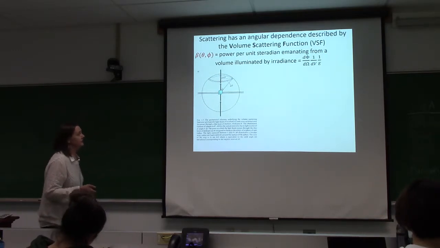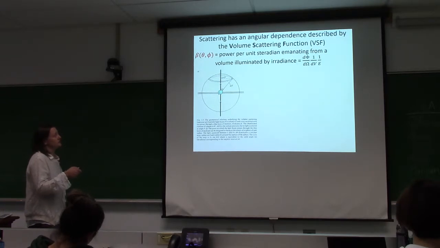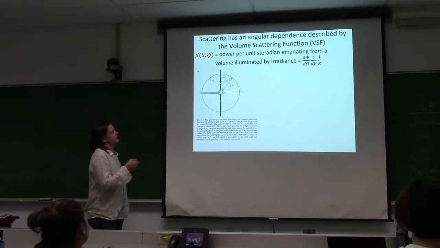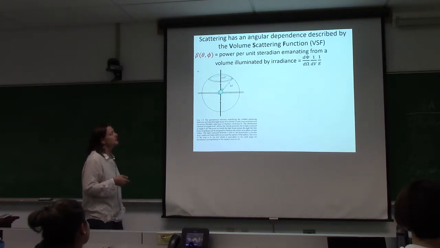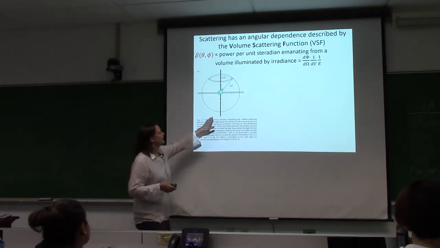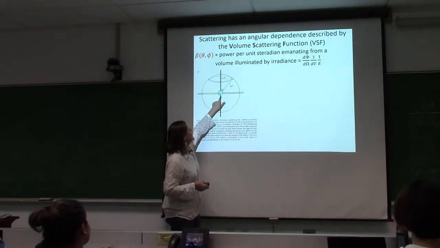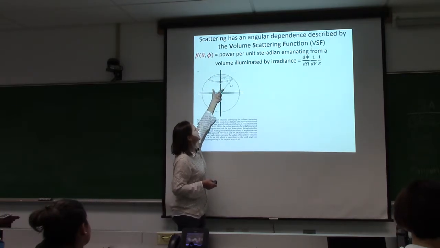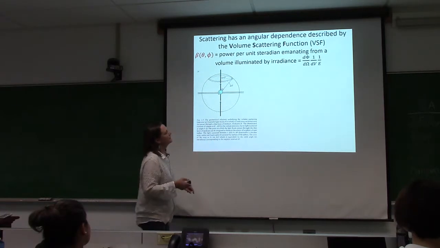Okay. So when we think about scattering now, since it has this angular dependence, we call it the volume scattering function. And the term that we use is beta. And it's a function of the zenith angle and the azimuth angle. And so it's the amount of power that we get. So if you have an incident light coming in to this thin layer, and we can think about this little volume in here, we have a certain amount of light coming in. It's the amount that gets scattered into that solid angle.